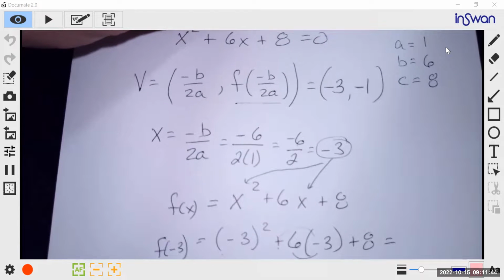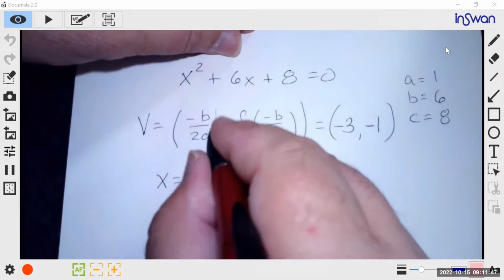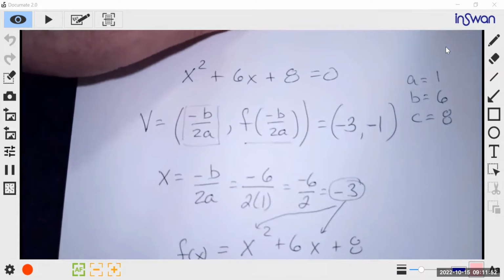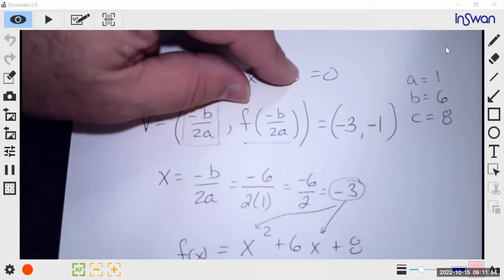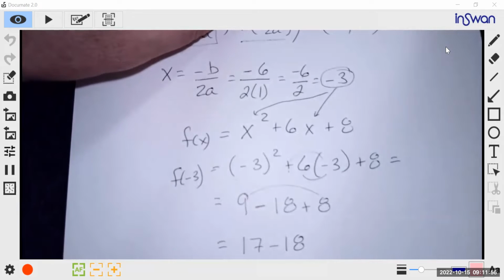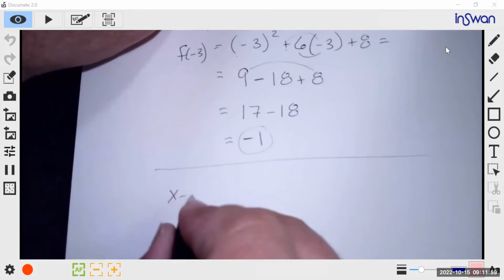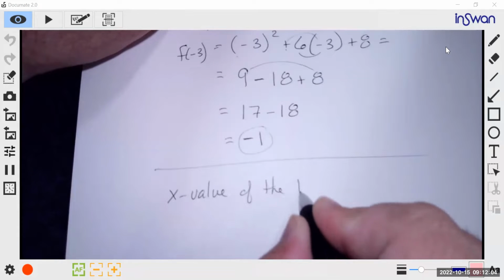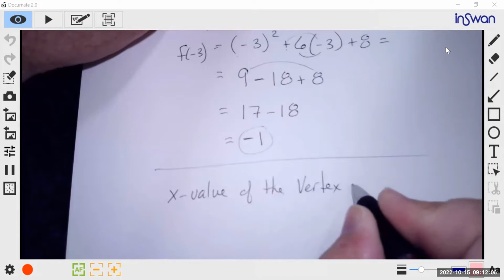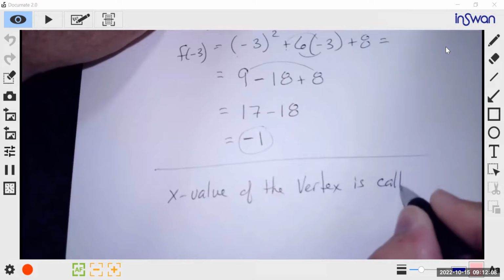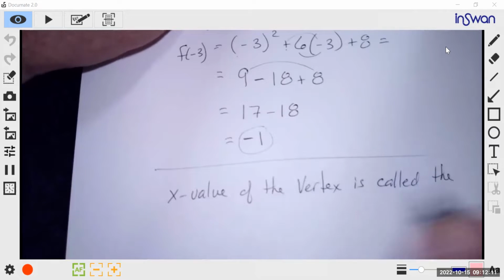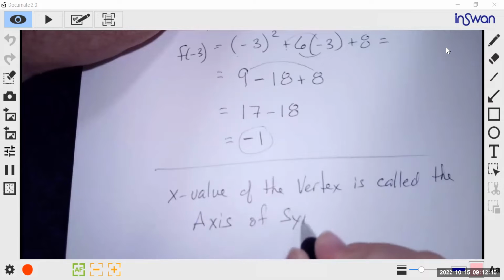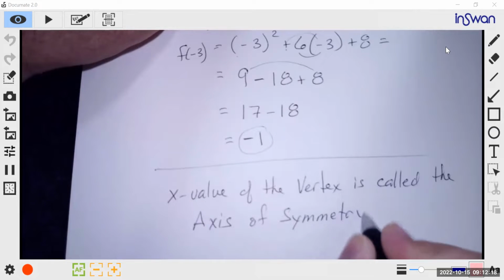Here's an important thing. The x value of the vertex came from the quadratic formula. The x value of the vertex is called the axis of symmetry.